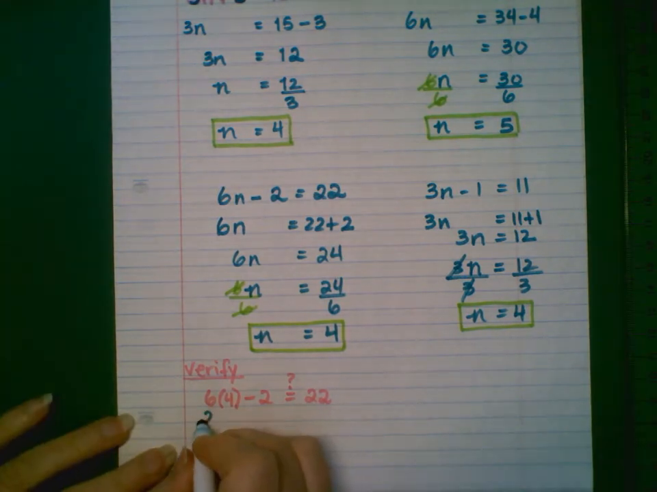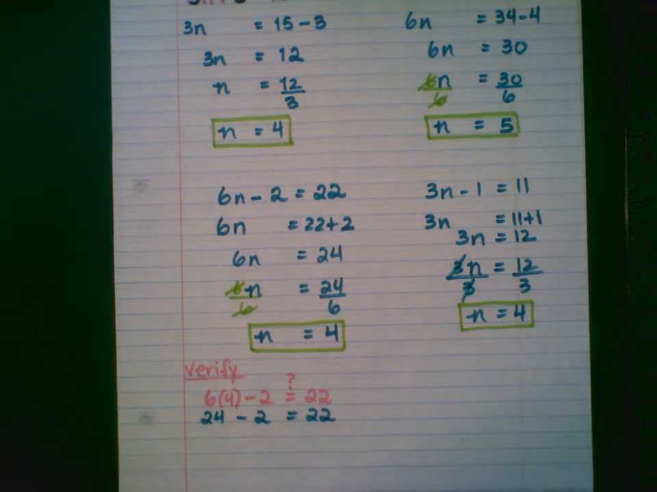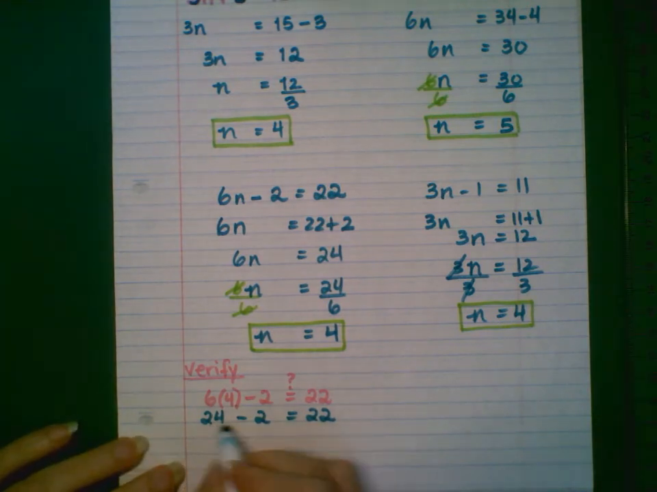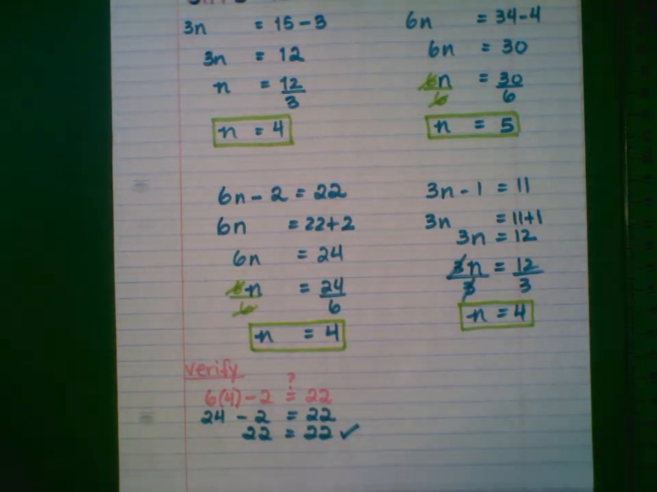So this is 6 times 4 minus 2 equals 22. That's 24, and then 24 minus 2 is 22. So yes, it works. And you put a little check mark beside it to say, yep, that's verified, correct.